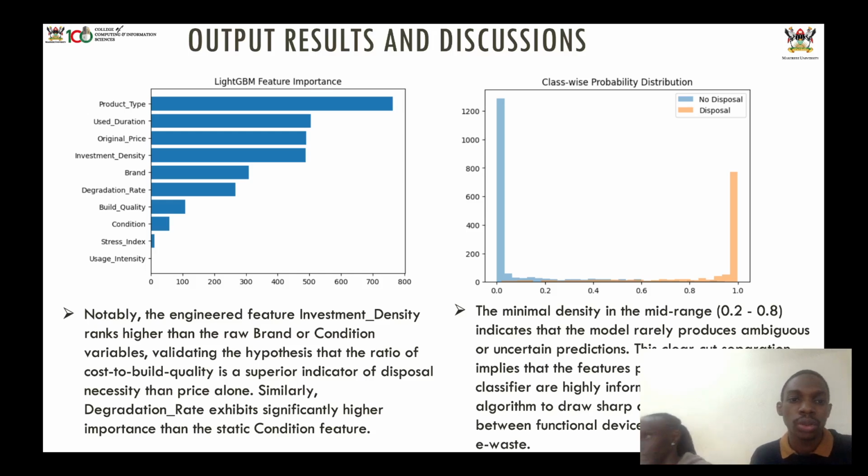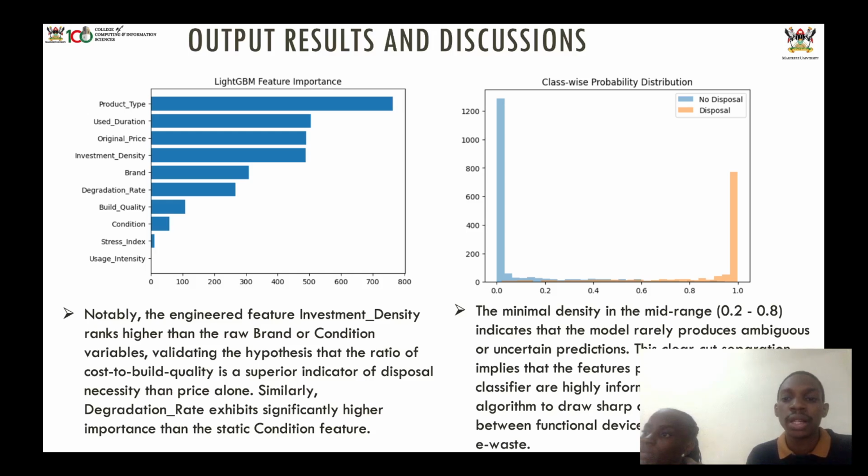For the output, we have the LightGBM feature importance, and we can see that the product type has the highest feature importance for the LGBM model. We can also see that the investment density ranks higher than the raw brand or condition variables, validating the hypothesis that the ratio of cost to build quality is a superior indicator of disposal necessity than price alone.